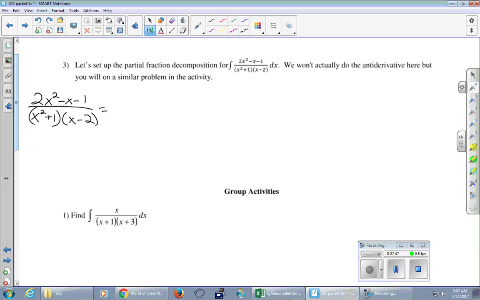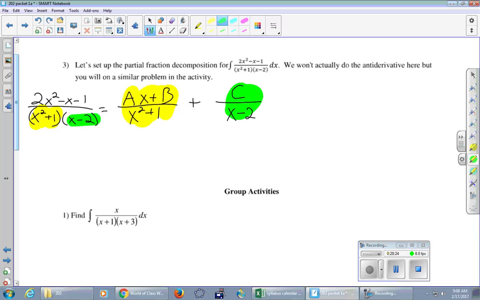Does it get a constant on top, or does it get an ax plus b on top? It gets an ax plus b. x squared plus 1 is an irreducible quadratic, so it gets an ax plus b on top. I'll do the same highlighted thing that we did before. And that guy's done. Plus x minus 2. Does that get a c on top or a cx plus d? Just gets a c. And that one is done. That's how we set it up. Then we've got to do lots of algebra to find the particular values of a, b, and c. And then finally, antiderivatives. That's not what we're going to do right now. You'll have a chance in the activity, but that's the setup.